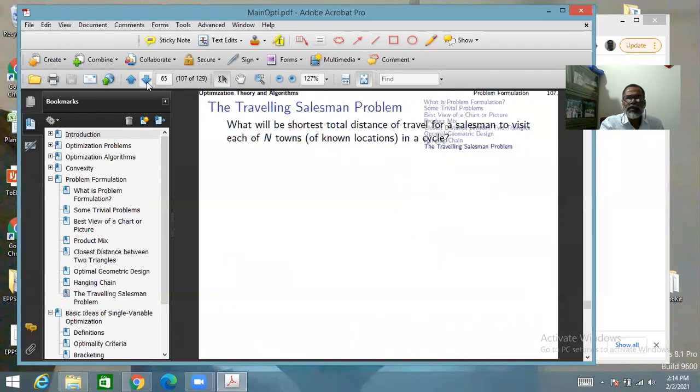One more problem we see how to formulate in this lecture. What will be the shortest total distance of travel for a salesman to visit each of n towns of known locations, or in a single city also it may be n places, in a cycle. So he has to come back to the starting point.